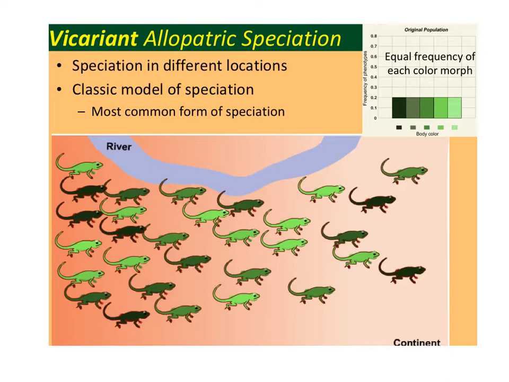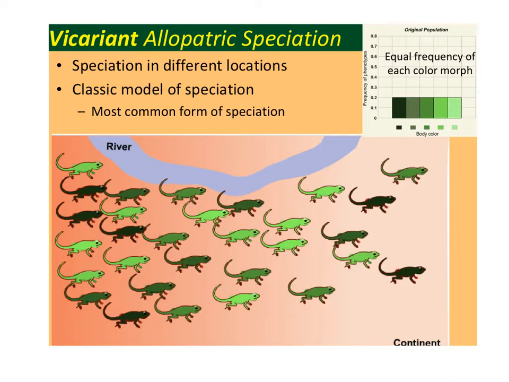So we've got these lizards, and we've got this river. And we can also see it's a continent. We can see some differences. It's lighter on the right-hand side compared to more reddish pink on the left. Okay? And we've got all these different color morphs. Very dark, almost black, dark green, medium green, medium light green, very light green. Okay. And it turns out, all these different color morphs are at equal frequency. In other words, there's five different morphs, so 20% for each frequency within the whole population. They can all interbreed.